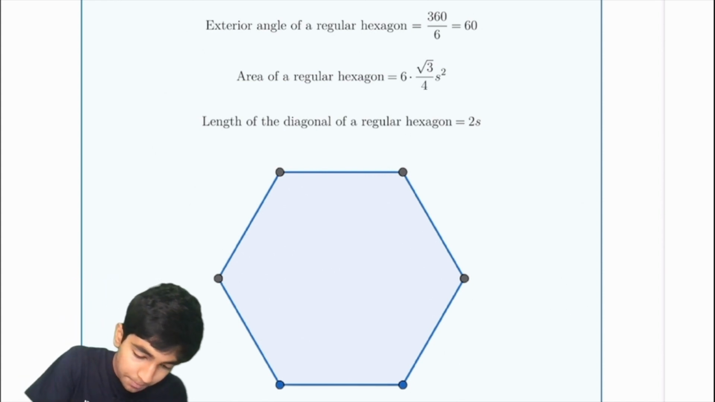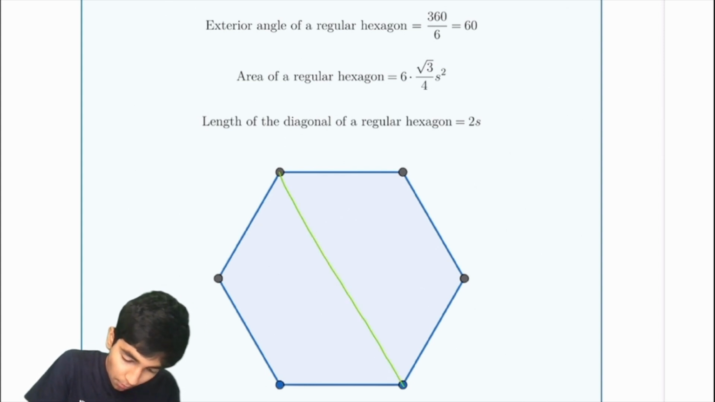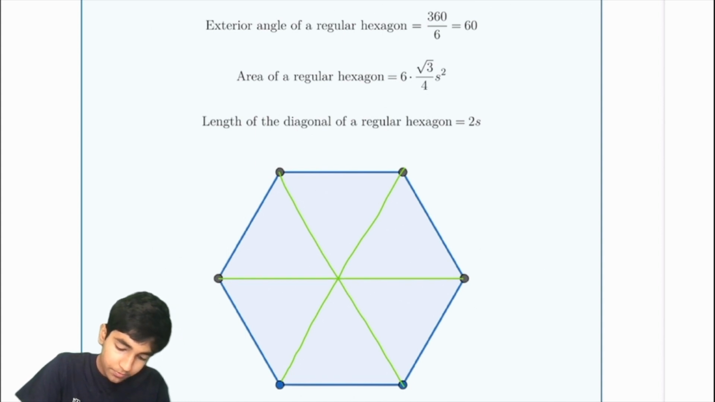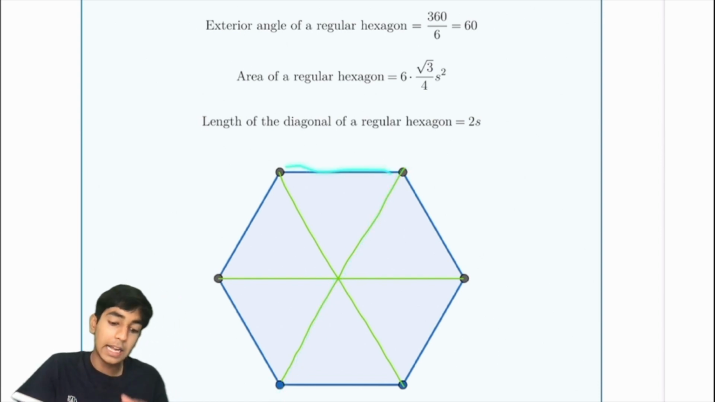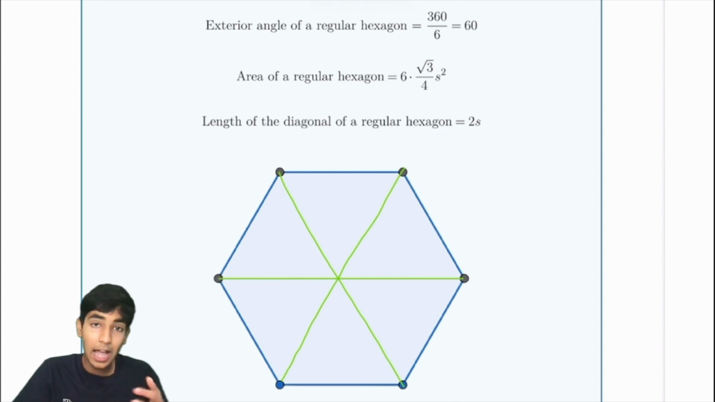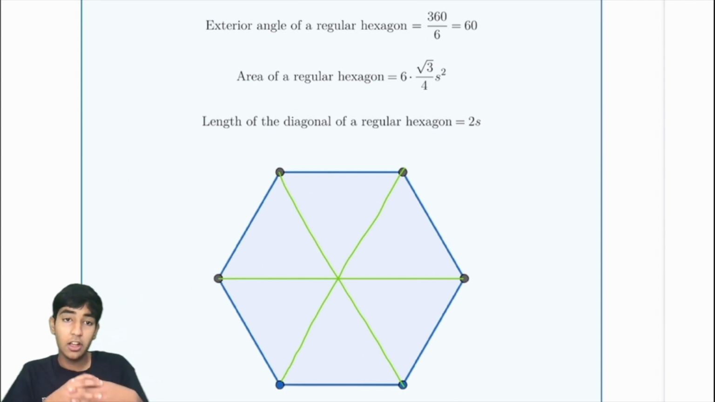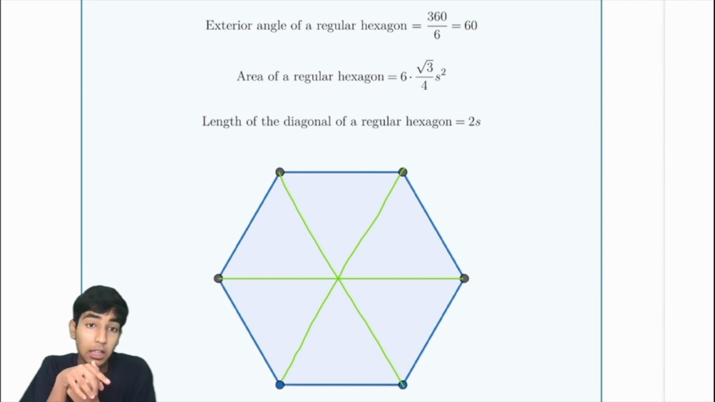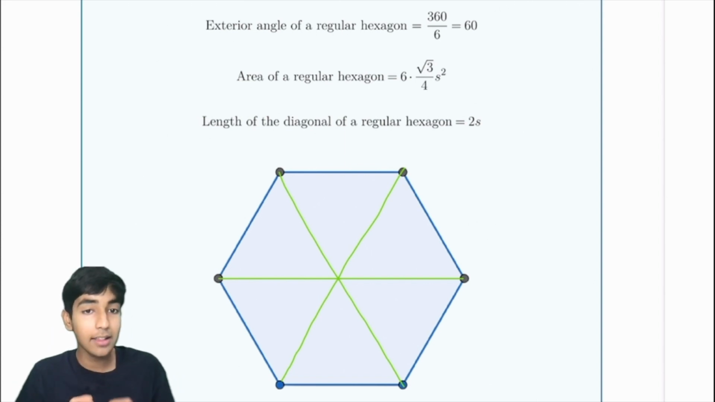If we draw, we can split a hexagon into 6 equilateral triangles. And then we can see the longest diagonal is just 2 times the side length of the equilateral triangle, which is also the side length of the hexagon. And the area is just 6 times the area of an equilateral triangle formula. So the key idea for regular hexagons, it's often a good idea to break it down into 6 equilateral triangles. But this is only true for regular hexagons. Hexagons with 6 equal sides and 6 equal angles.